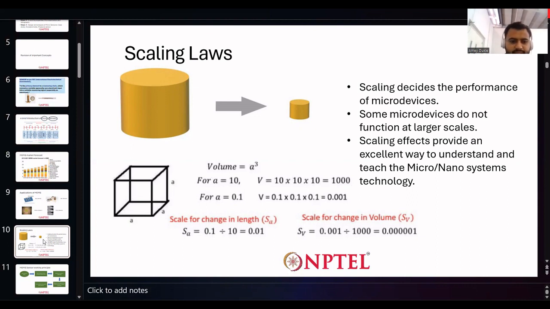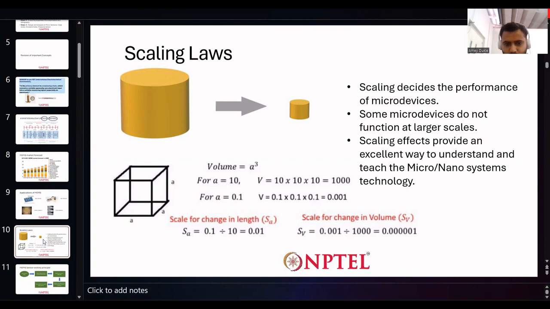In this case, just take an example of a cube. We scale it down. So we have an edge length of 10, and then we have an edge length of 0.1. So the volume we have to multiply by the scaling factor, and then we get the actual volume.